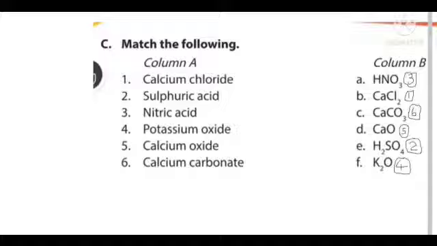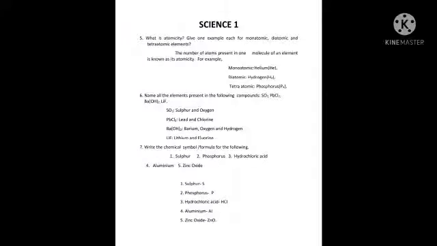Next, write the chemical symbol formula for the following. In the video, I have shown that as the seventh question. Okay, now look at that seventh question. That is first one, sulfur. Sulfur, what's the answer? The chemical symbol is capital S. Phosphorus, that is capital P.